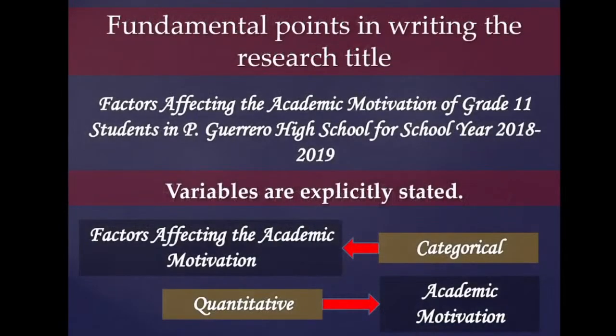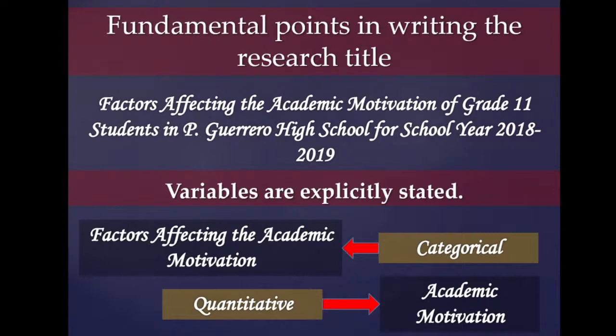Using the discussion of variables, we must have gotten already a clear picture as to what variables are, right? Now, as you can see, we have labeled factors affecting the academic motivation as categorical variable. Why? This is because there are several factors and that these factors are different from one another on the basis of kind of factor. How about academic motivation?